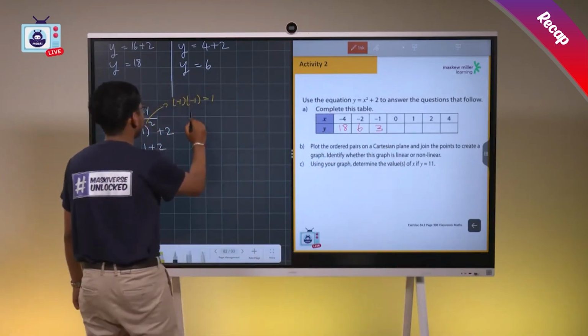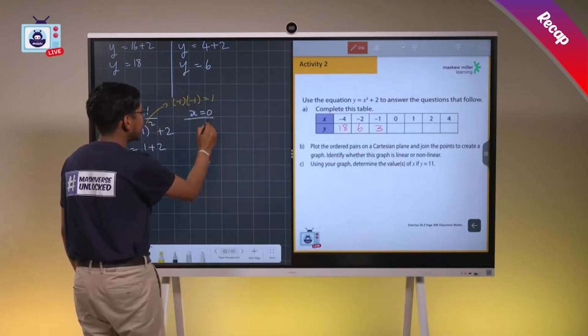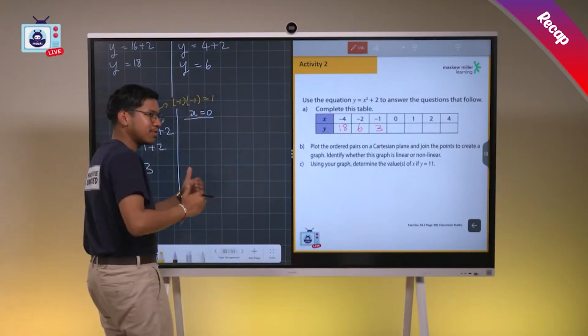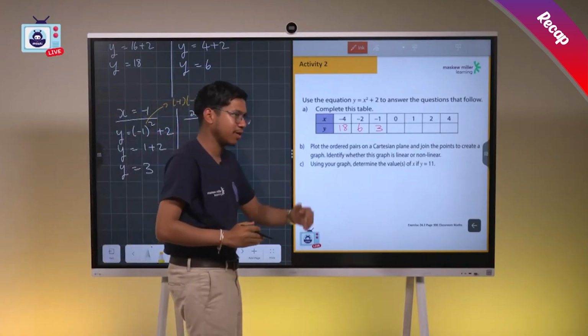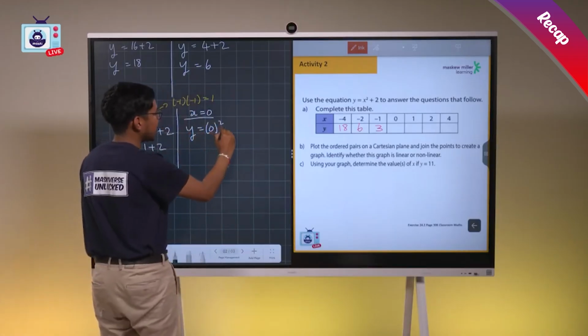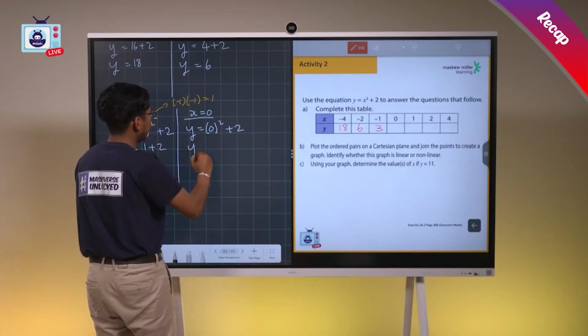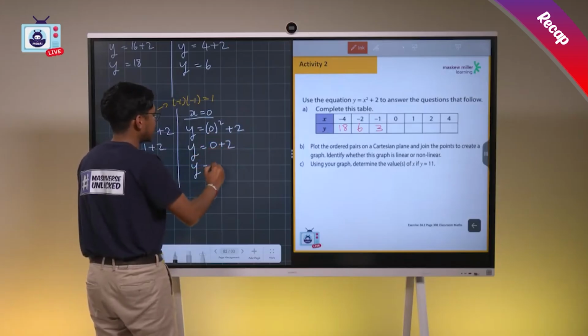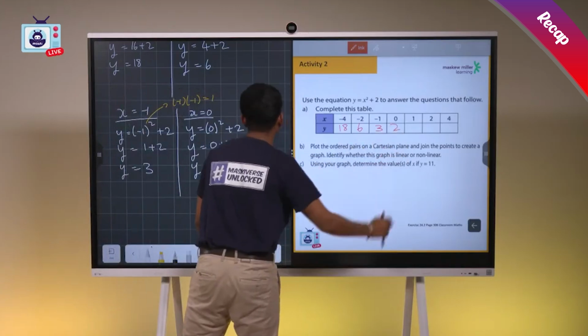Okay. So what's my next x value? My next x value is 0. So if I say x, I'll put 0. I think we're getting a bit comfortable with this now, so we can go a bit faster. So y is equal to 0 squared plus 2. We know 0 squared is just 0, and 0 plus 2 is just 2. So I have 2 over there.